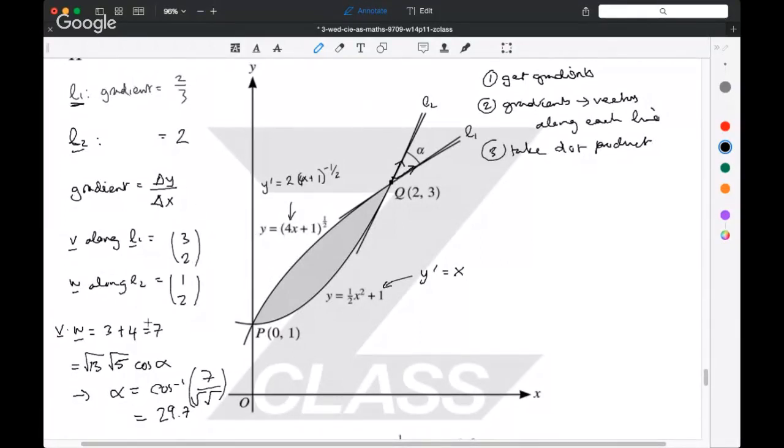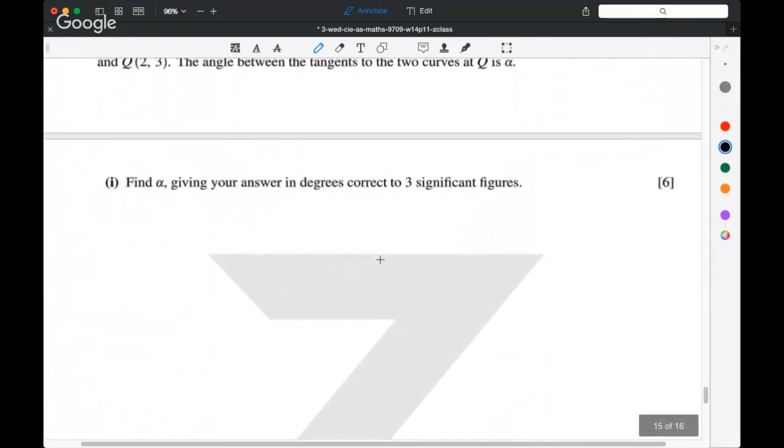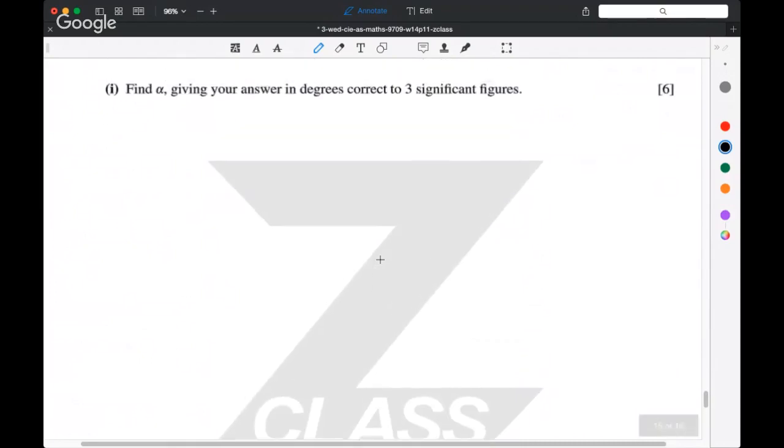So I generated these vectors by thinking what would get me along the line. That needed the gradient, right? Because if I have some vector which is along line L2, well then this is the delta x and this is the delta y. So I need a vector where the y component divided by the x component is equal to the gradient of the line. I hope that makes sense. But it was 6 marks, which is a bit of a tough question.